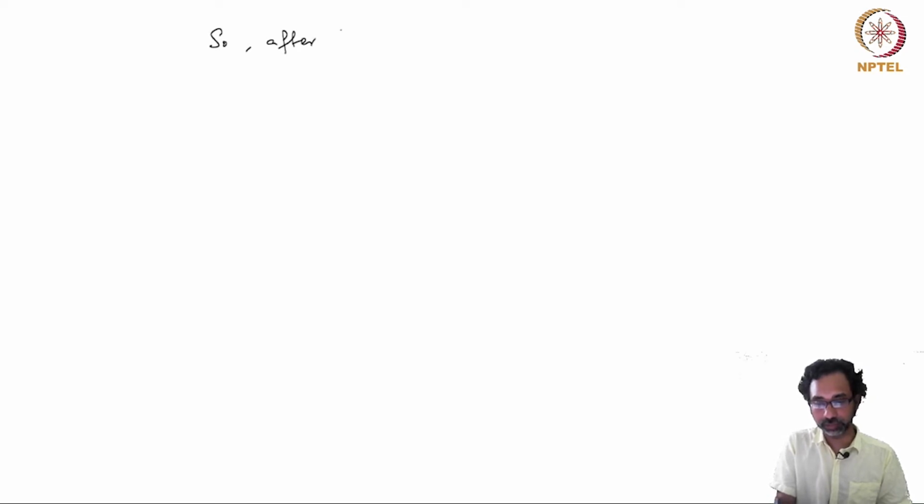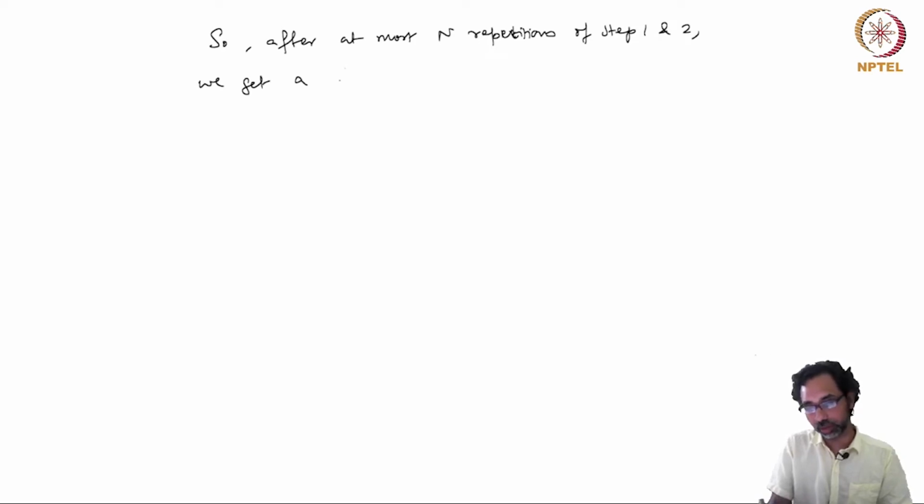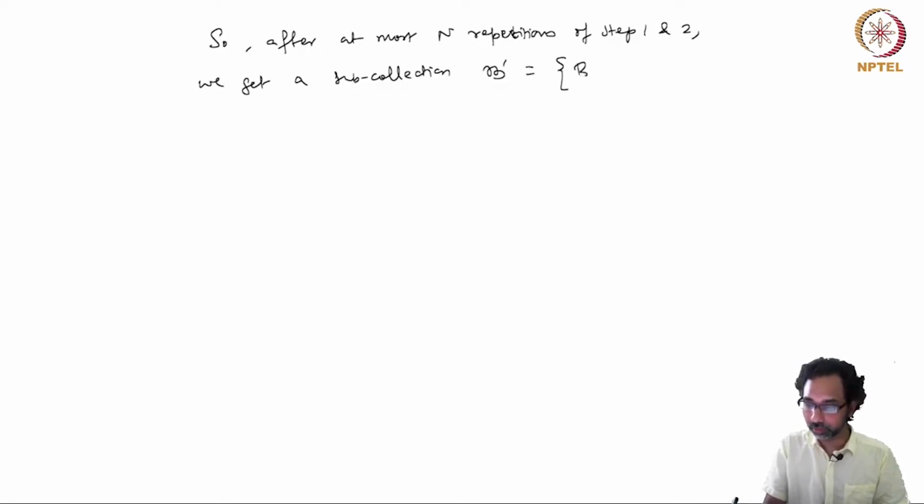So after at most n steps, after at most n repetitions of steps 1 and 2, we get a sub-collection B prime given by B_{i1}, B_{i2} up to B_{in}, such that, first, this is a disjoint collection.